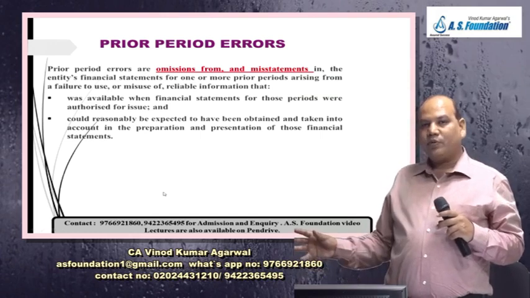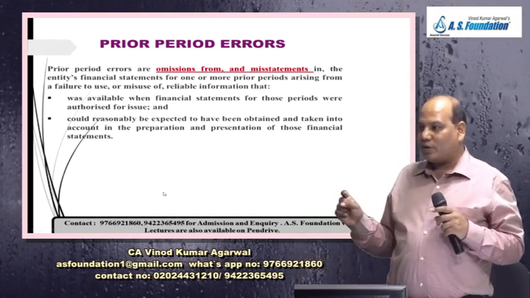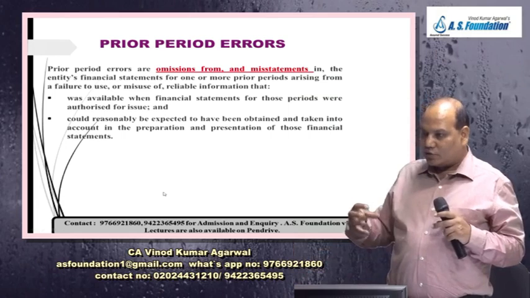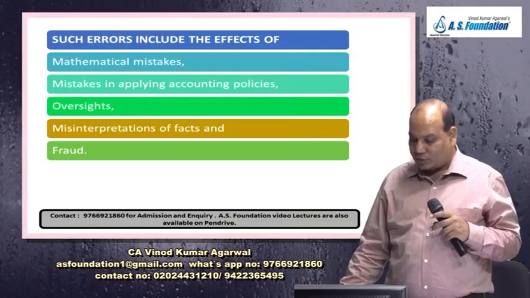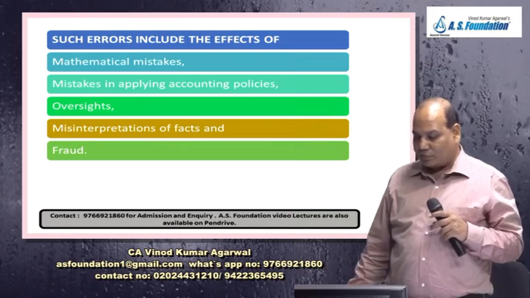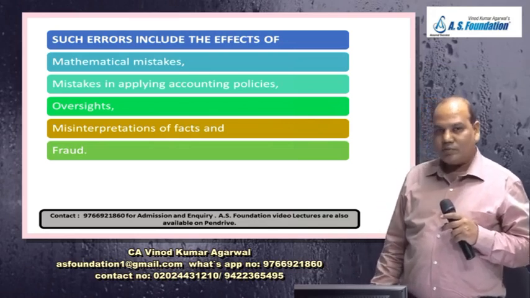If the allowance for bad debt changes, that is not a prior period error, because that is based on an estimate. Useful life cannot be a prior period error because that is also based on an estimate.